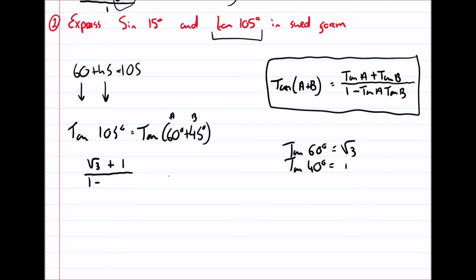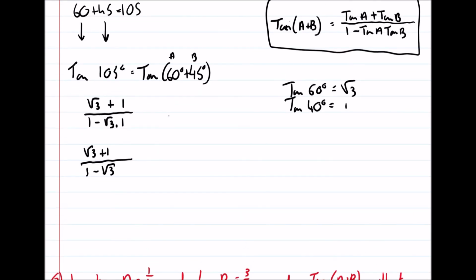That's over 1 minus the tan of A, which is root 3, multiplied by the tan of B, which is 1. And that will give us root 3 plus 1 over 1 minus root 3. We could leave it like that. However, we generally don't like surds as denominators. So if we want to get rid of that, we multiply it by the conjugate of the denominator. So that's 1 plus root 3, 1 plus root 3.